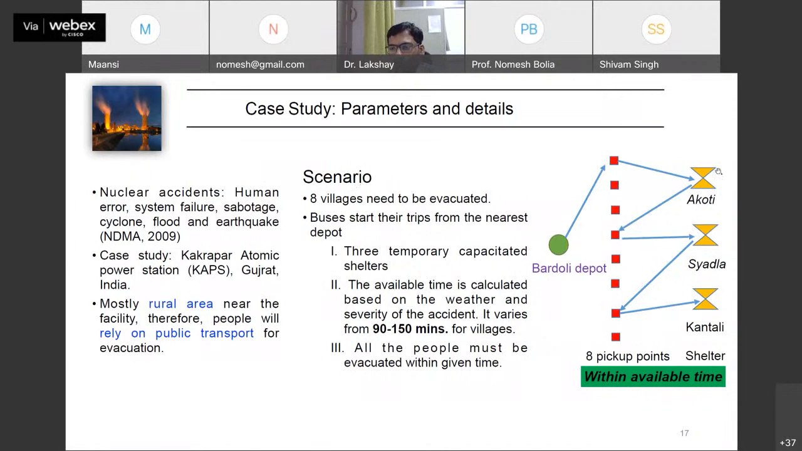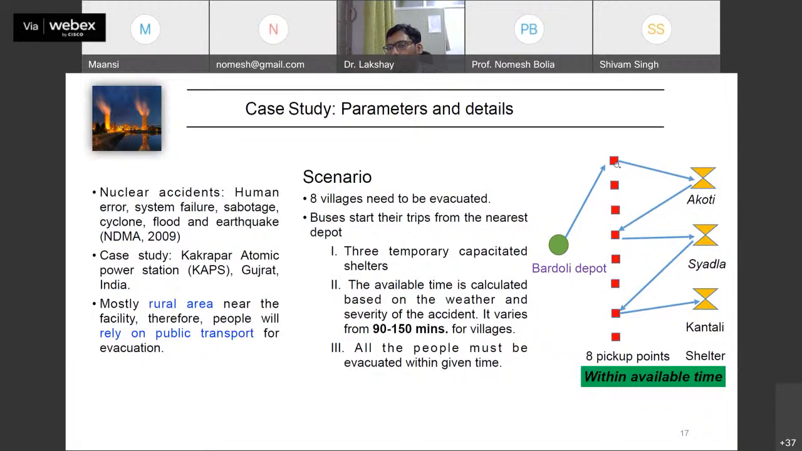We have considered a scenario where there are 8 pickup points. There are different kinds of demand, meaning the population we know exactly from the census. There is one depot we have considered, and then there are 3 kinds of shelters, and these have different times varying from 90 to 150 minutes.